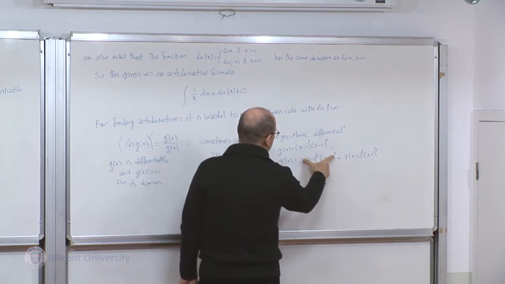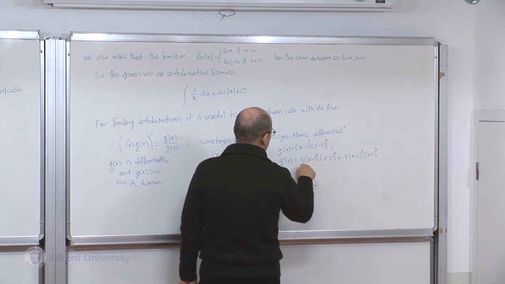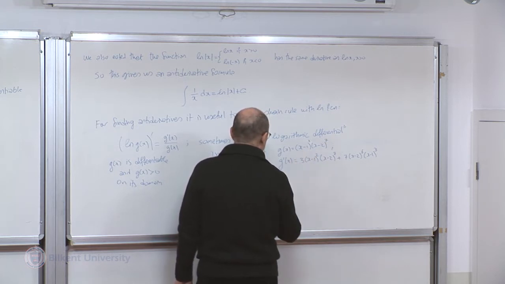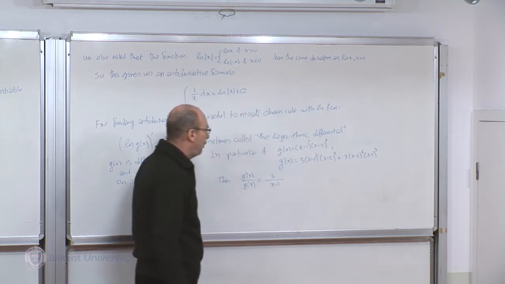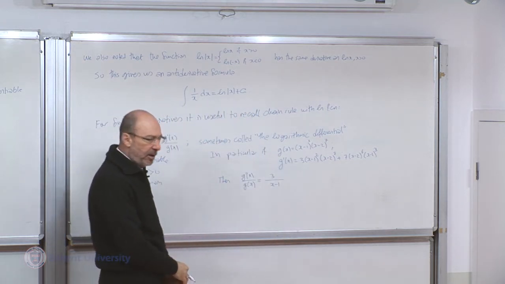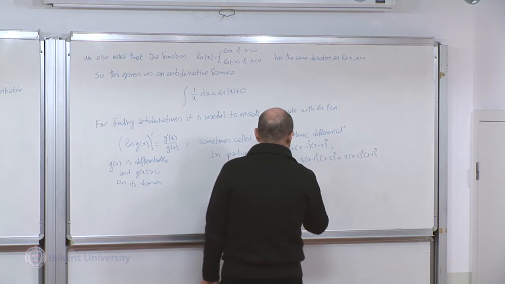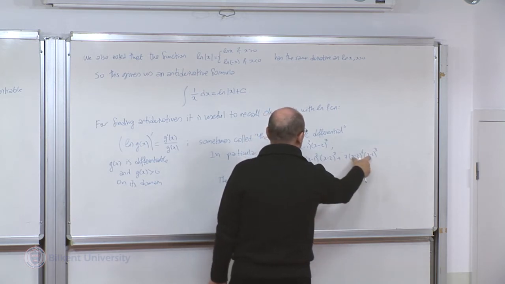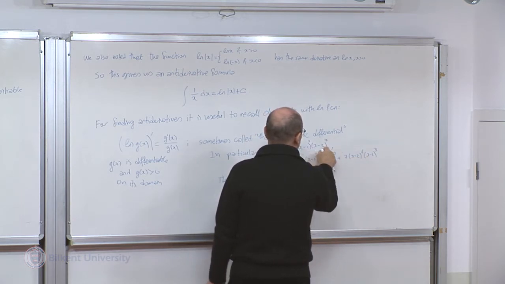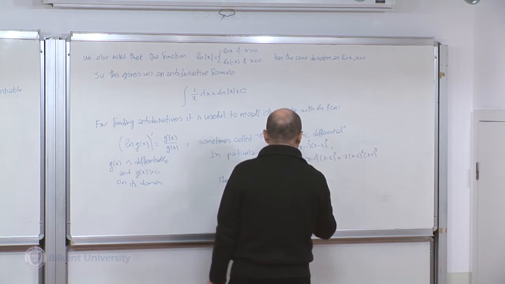Okay, I divide this by this. You see that I have 3 here. Everything cancels, but one of these x minus 1 does not cancel, so it stays there. Plus 7 remains here. All of this cancels with this, but an extra comes here.